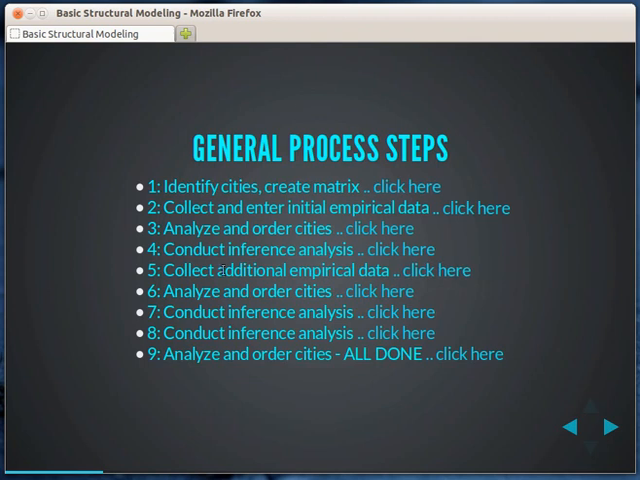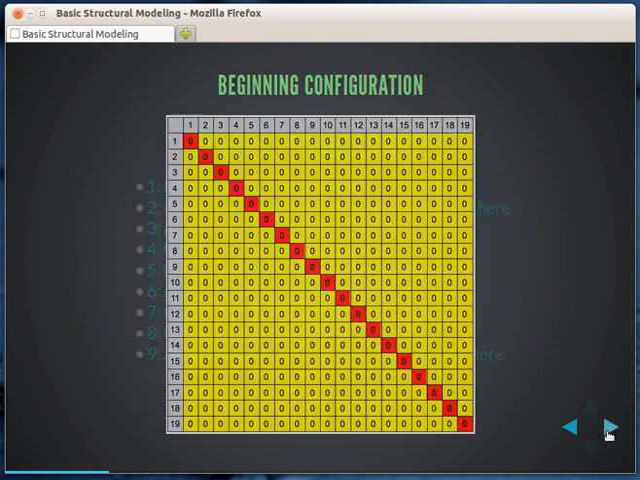General process steps. We're going to go through steps 1 through 4 today in a little bit more detail. These particular parts are to identify the cities and create a matrix for the analysis piece, which is basically the marking space, and collect initial empirical data, then analyze the order of the cities, and then conduct inference analysis. And we've added more to the slide deck to detail the discussion on the inference approach.